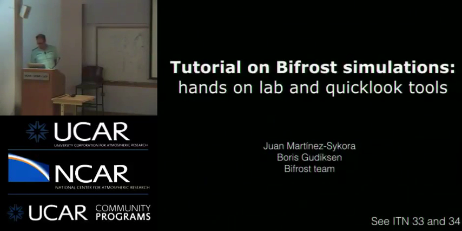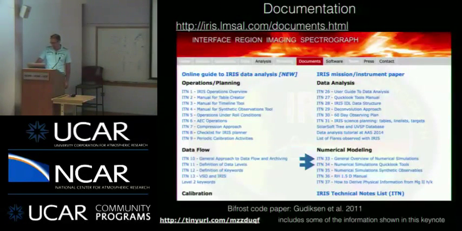Now that Boris explained what you can and cannot do with Bifrost, I am going to show how to look at the data with SolarSoft that is available with IBIS. First of all, I'm going to repeat a little bit where to find the documentation. In the IBIS webpage, you can find the ITN 33 and 34. The first one explains how the simulations are set up and the headers of the FITS files, and then the 34 explains how to run the different routines that are available in SolarSoft in order to read the data, analyze it, and so on.